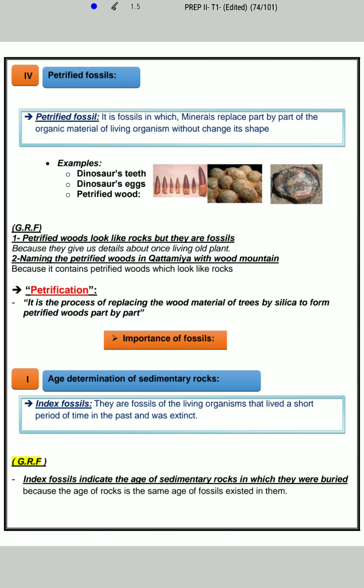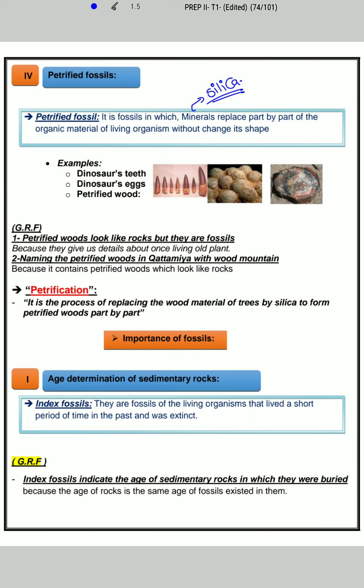The fourth type of fossils is called the petrified fossils, الحفريات المتحجرة. They are fossils in which minerals like silica, أملاح معدنية, replace, part by part, the organic material of the living organism without changing its shape. So the minerals cover the living organism from inside and from outside, leaving its shape without any change.